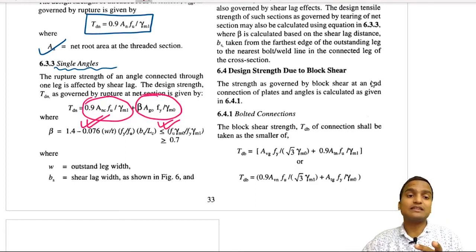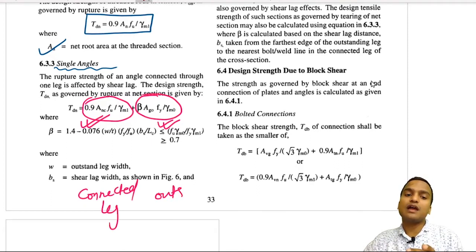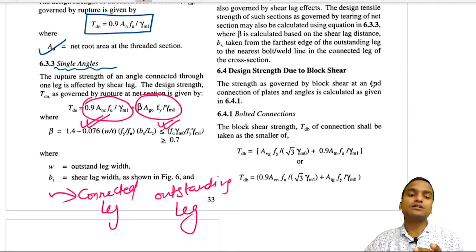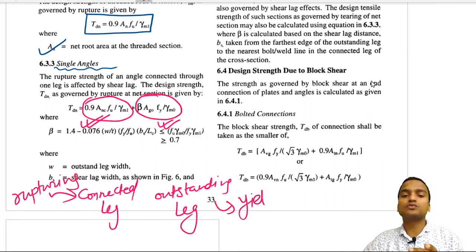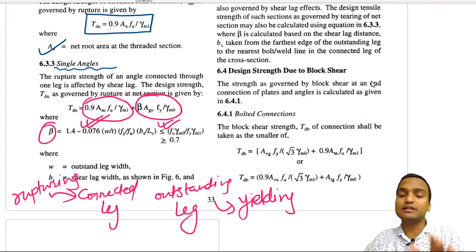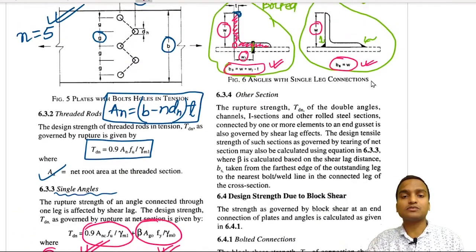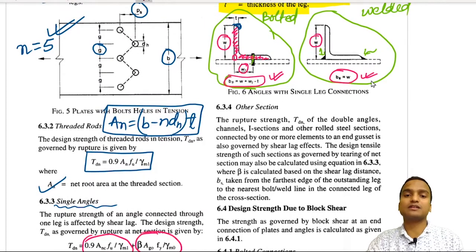So there are two legs in the angle section, one is the connected leg and the other is the outstanding leg, and we are considering that the connected leg is rupturing at the net section, and the outstanding leg is yielding. So this formula is a combination of two, and here we have used a factor beta, the outstanding leg width, the shear lag width and the length of end connections. These things are easy to calculate, and if we do this we can easily calculate TDN in the case of single angles. And we have discussed the double angles also, and how to analyze that we will learn in the numerical sections also.